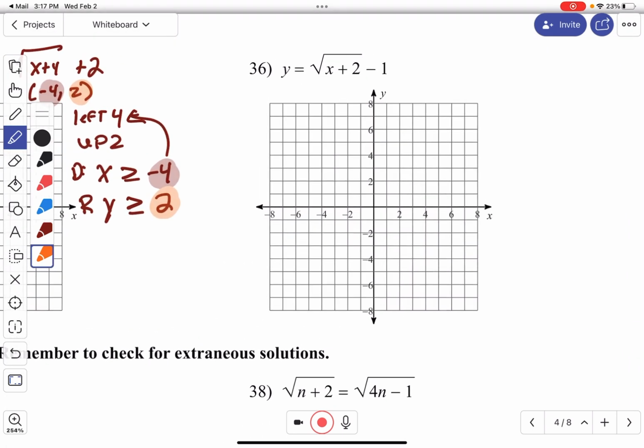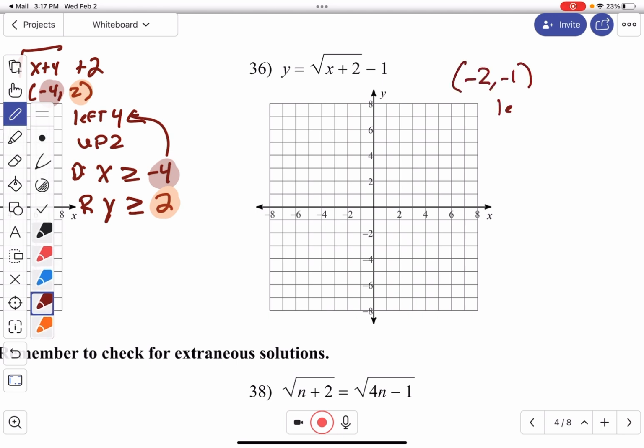Number 36, it's already in the form we like it. So -2, -1. So left 2, down 1. Like that. X value is greater than or equal to -2. Y value is greater than or equal to -1. This is our domain. This is our range.